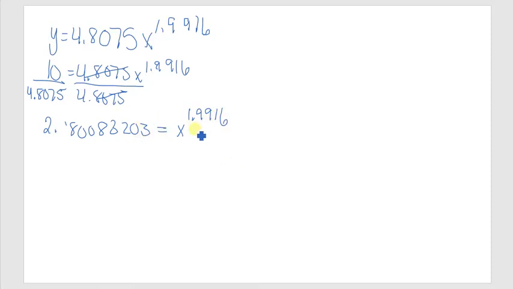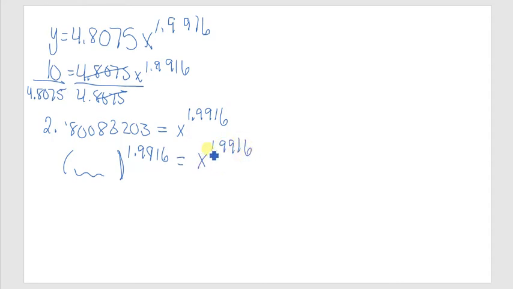What we have to do is change of base. We have to find a number that, when we raise it to the number 1.9916, will give us the number 2.08083203. So some number, and we have to have the exact same exponent.